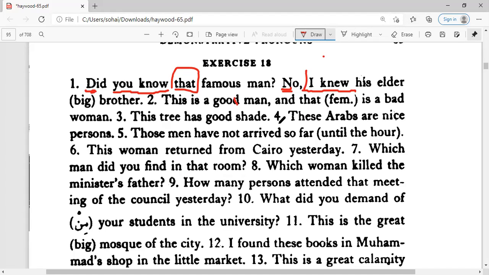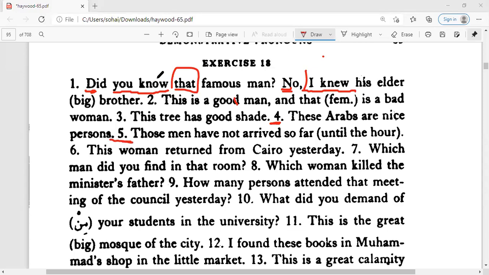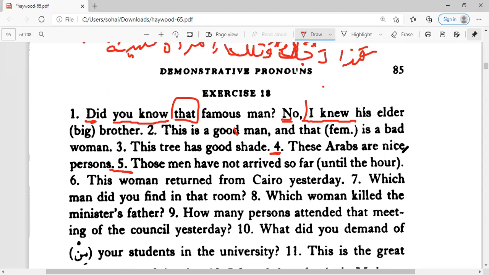Afrin, number 4. These Arabs are nice. No, sorry, not number 4. Forget number 4. Number 5. Those men have not arrived so far. Until the hour. You know, we did until the hour. So these things you should keep in mind from what we've done in the exercise. When you're translating this and you struggle, you can go back, we did until the hour before.